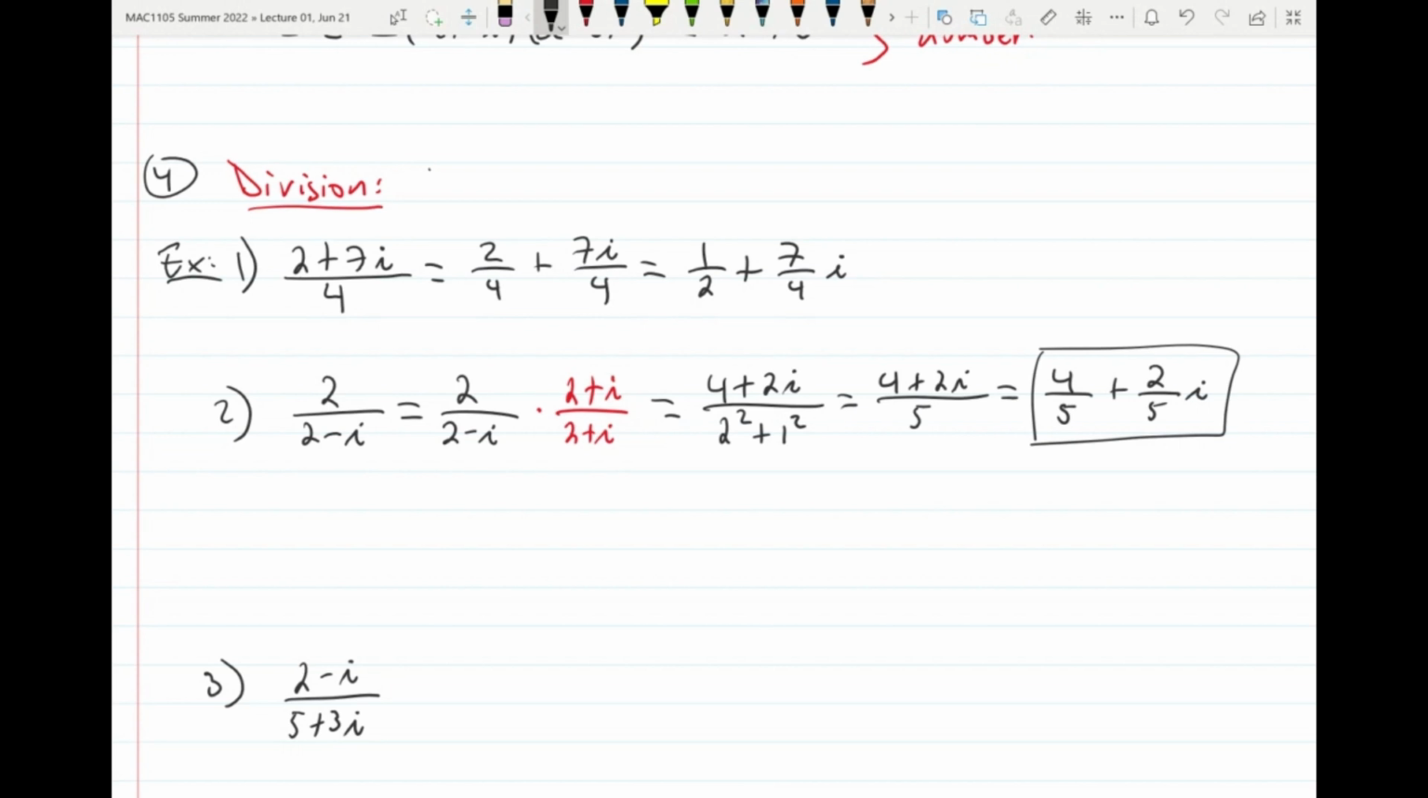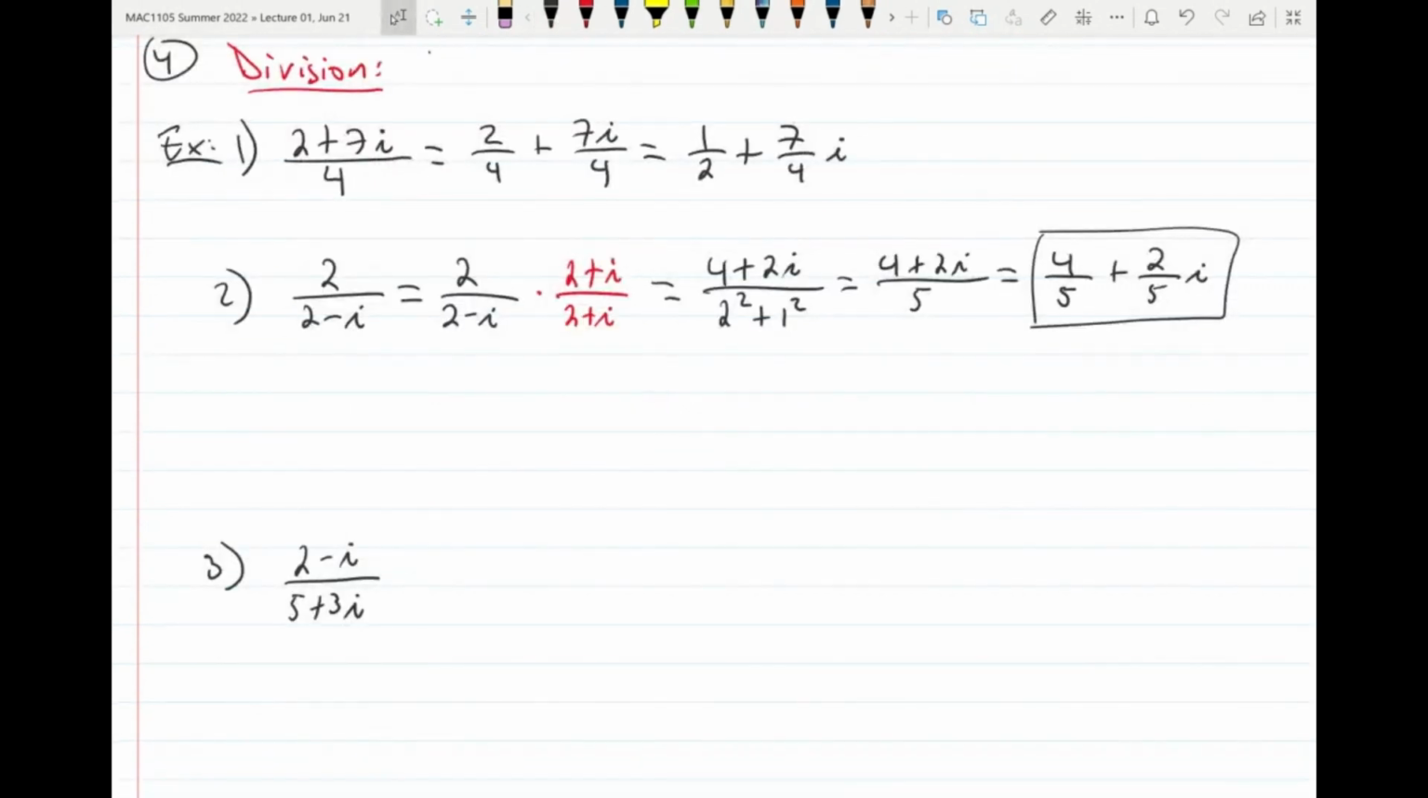Because this is the result of dividing 2 by 2 minus i, if you want to check your work, you should multiply this result with 2 minus i, and we need to get 2. That's how you can verify whether it's correct or not. So I'll give you that as homework to try if you want. Okay, so go ahead and do number 3.